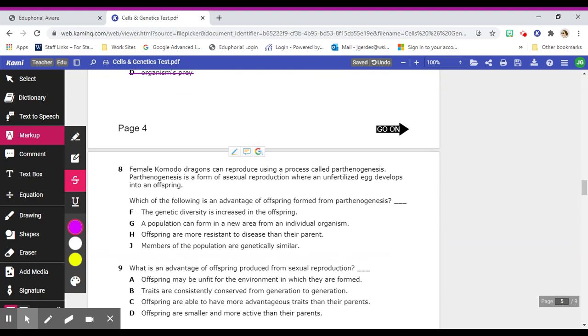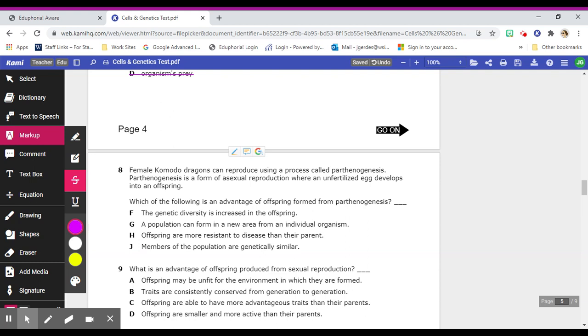Number 8, female Komodo dragons can reproduce using a process called parthenogenesis. Parthenogenesis is a form of asexual reproduction. So they're telling you that it's asexual.